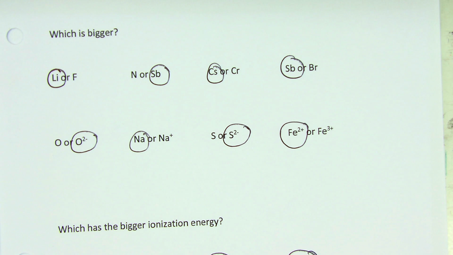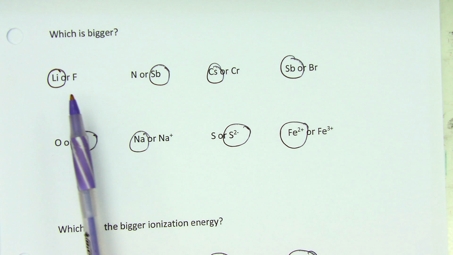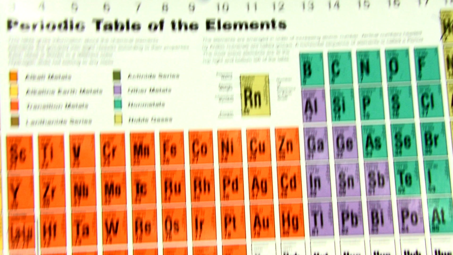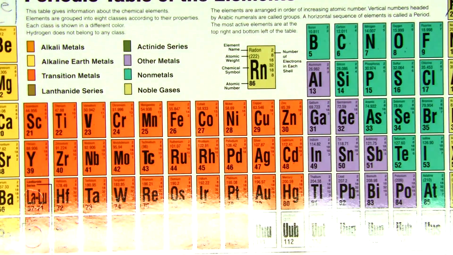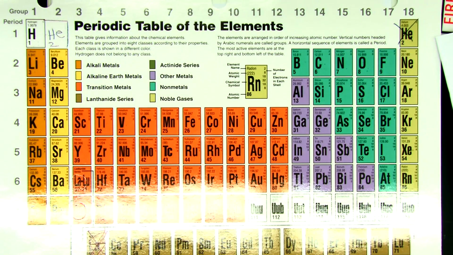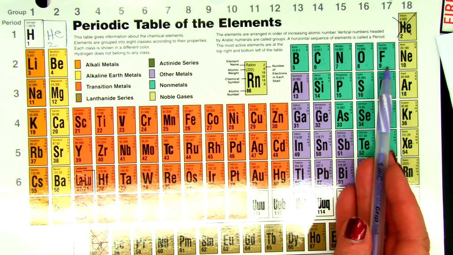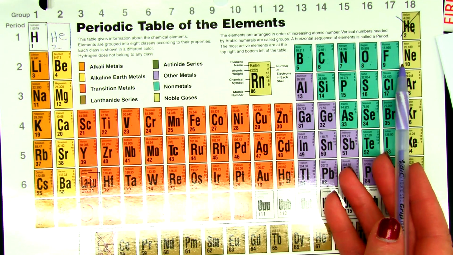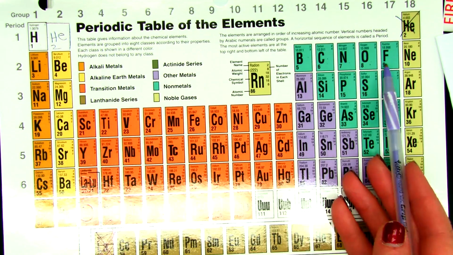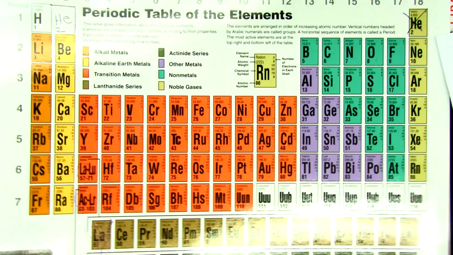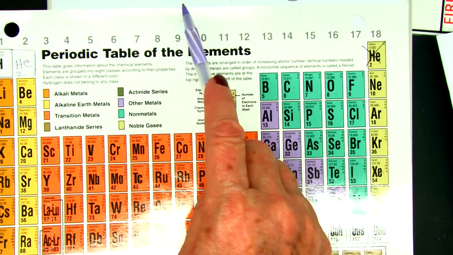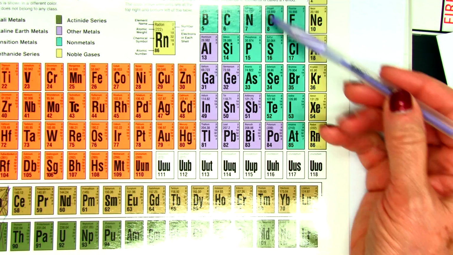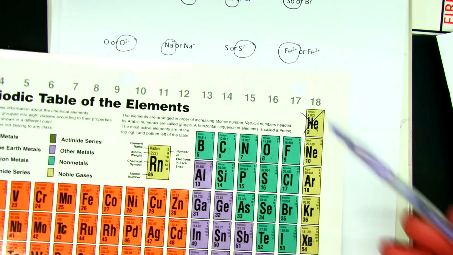Okay, so if we look at these, we start looking at lithium and fluorine. If we look at the periodic chart and think about their position, lithium and fluorine are in the same horizontal row. And since size is decreasing going across to the right, lithium would be bigger than fluorine. Okay, let's look at the next one. Nitrogen or antimony. Nitrogen and antimony are in the same family, and things get bigger going down. So it's antimony.